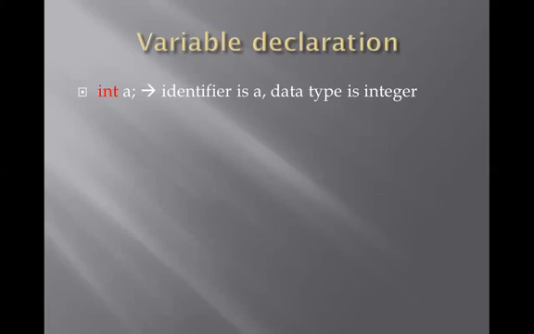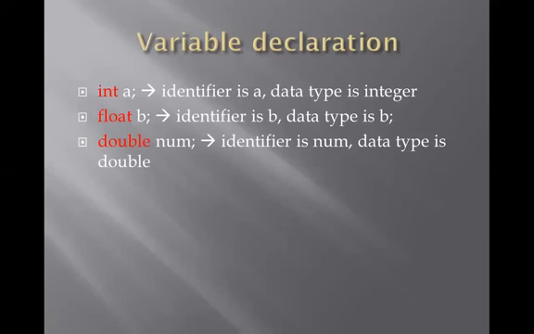Now when you declare a variable, you need to give the identifier name and what data type you are trying to store. For example, here int a means that I will store a variable named a, which is going to be an integer. float b means that I want to store a variable named b, which is going to be of type float. Now double num means I'm going to store a variable named num, and it's going to be of type double. This is how you declare it in C++.